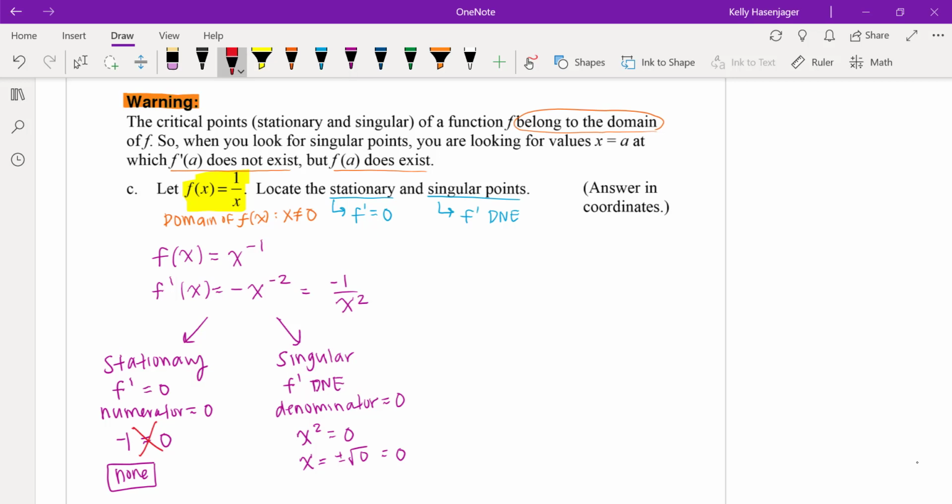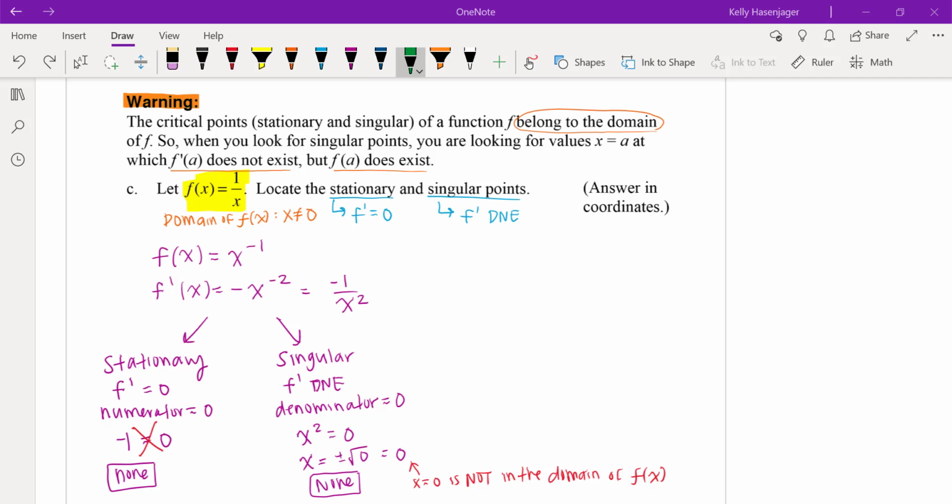But hey, let's remember the domain of f of x said we could plug in anything except for 0. So this 0, it's true, it's not part of the derivative's domain, but it's also not even part of the original function's domain. So that's not included in the original domain. We can't include it here, so there's no singular points.